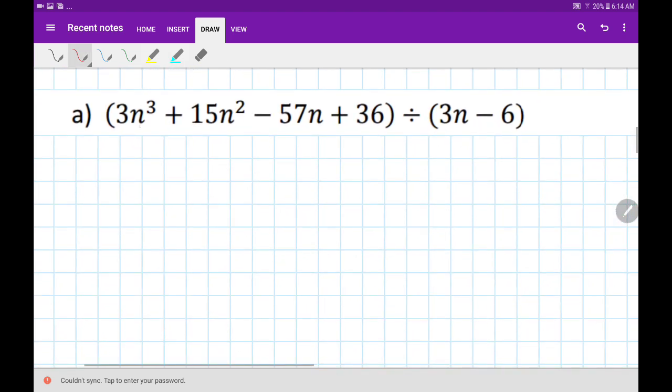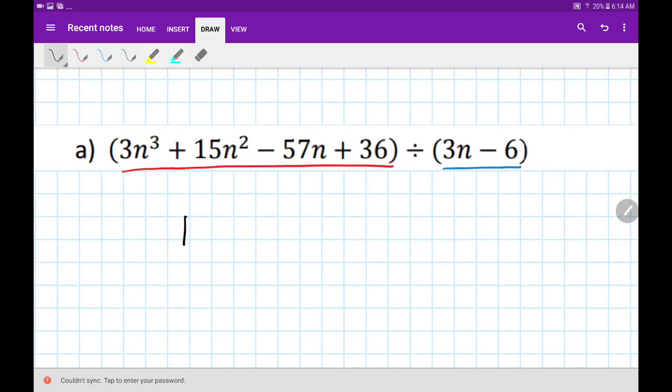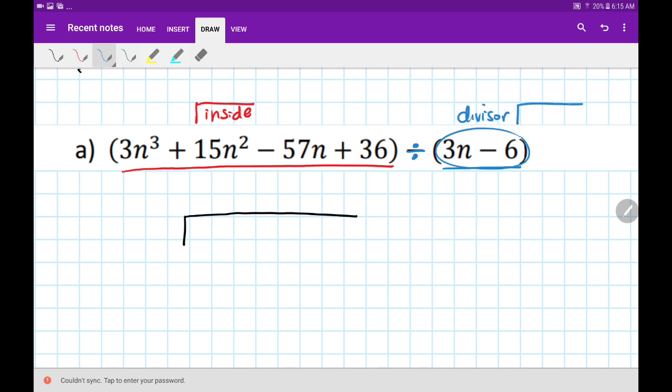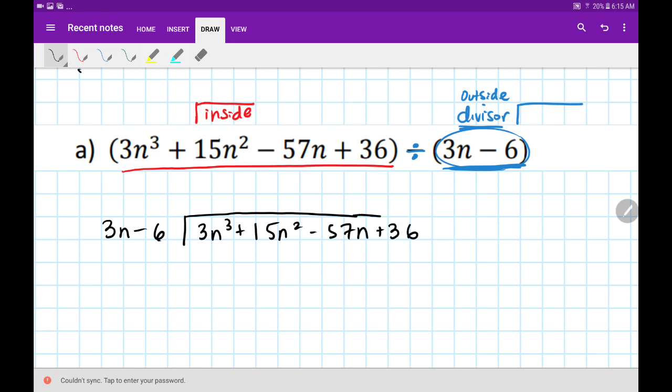So number 1a asks me to divide this polynomial right here by this binomial on the side. When I'm setting up my long division, it's important to know what goes inside and what goes outside. The first expression, this long polynomial, is always going to go inside the long division. And the expression I'm dividing by, called the divisor, will go outside. So I'm just going to rewrite them with my divisor outside. That's 3n minus 6. And inside I'll have 3n cubed plus 15n squared minus 57n plus 36.